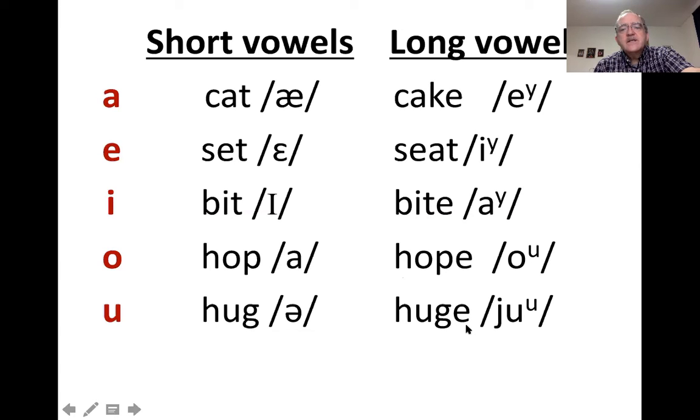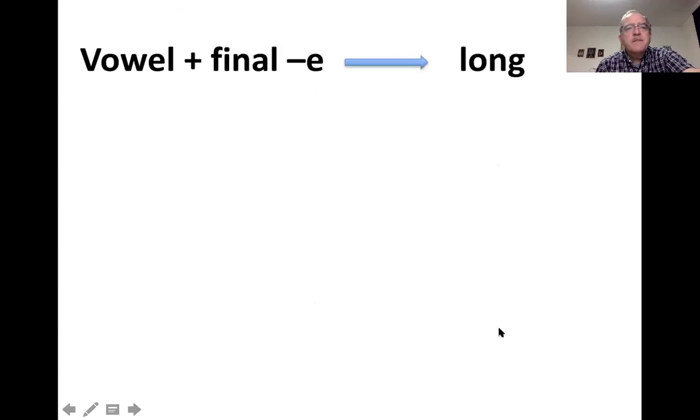The long is oo or you. Notice this J here. This J is a Y. The Y sound in English is a J in IPA, so don't forget for your test. Let's continue, please. Okay. Vowel plus final E becomes long. This is the first rule.